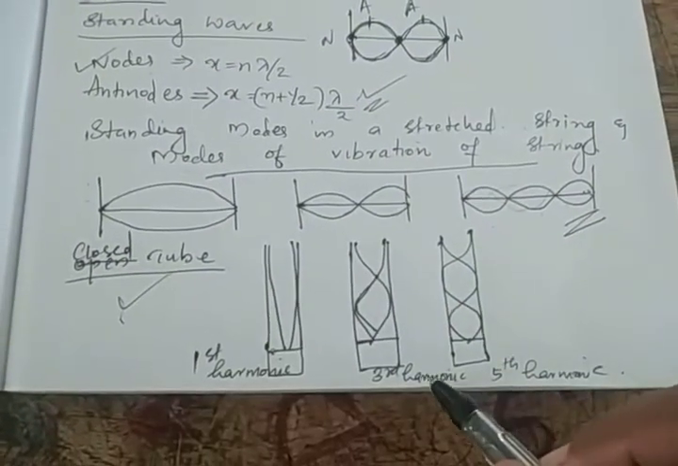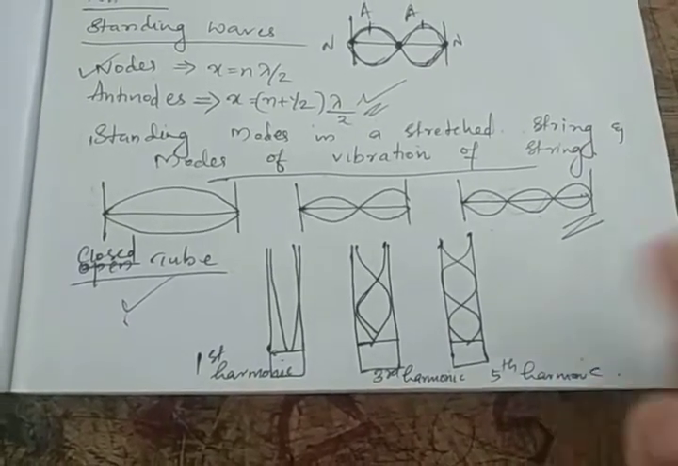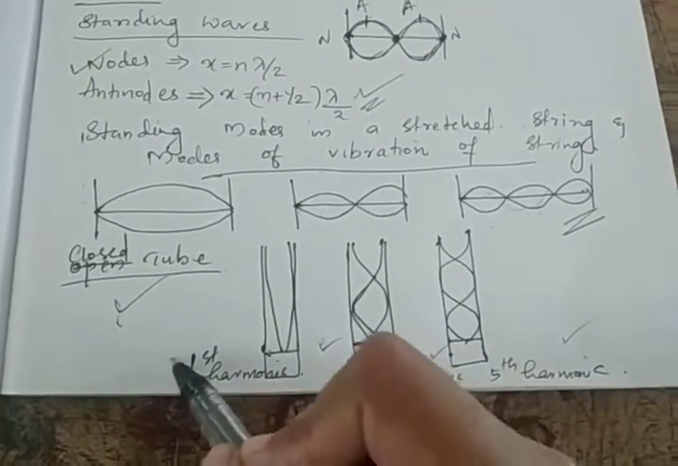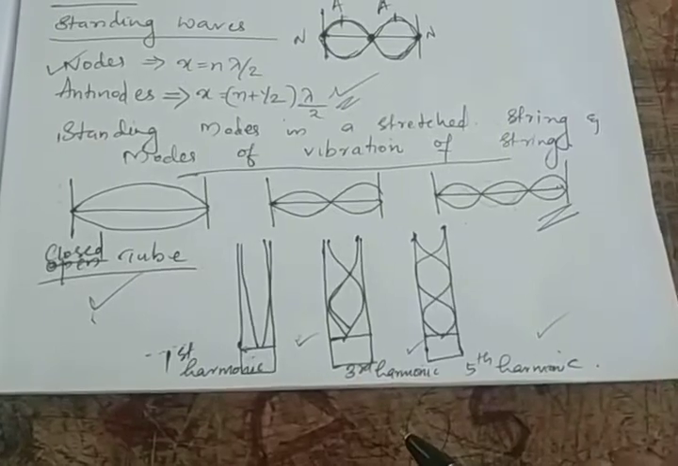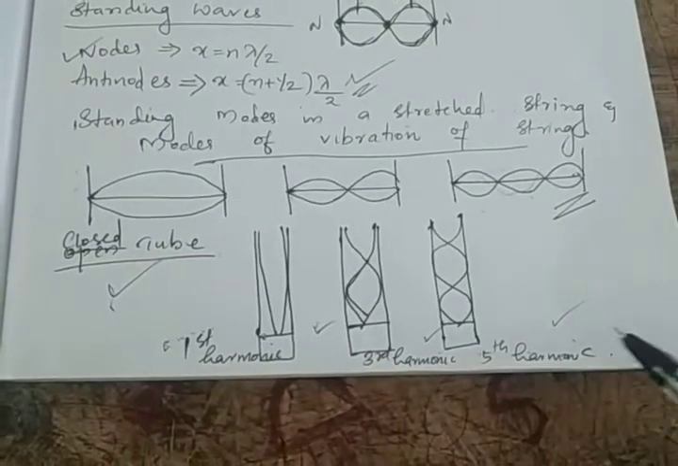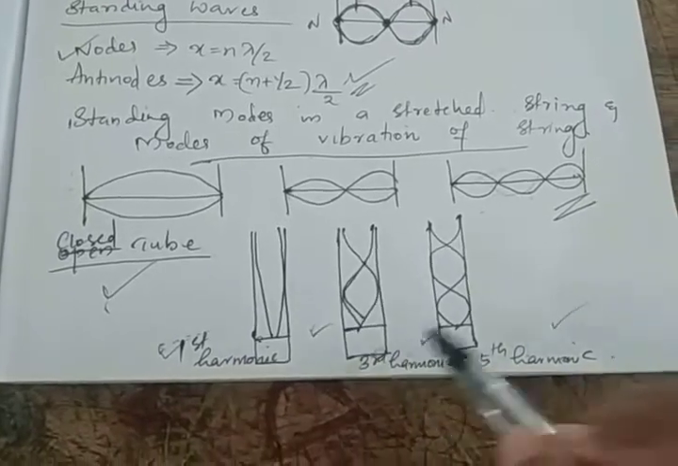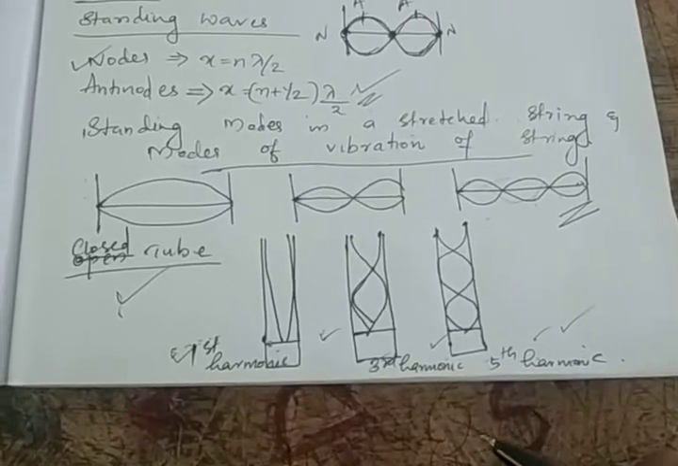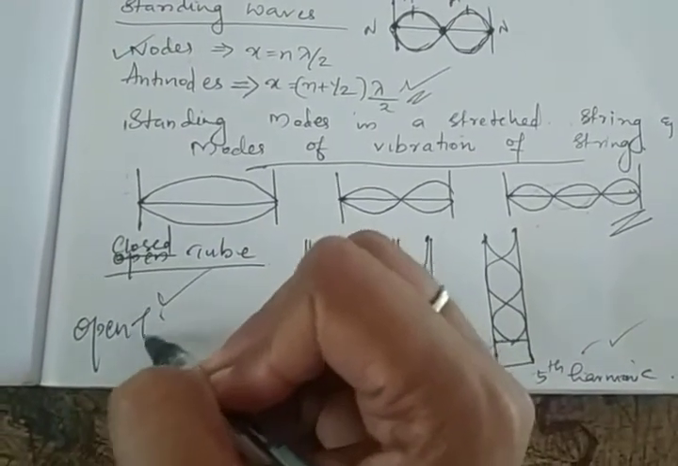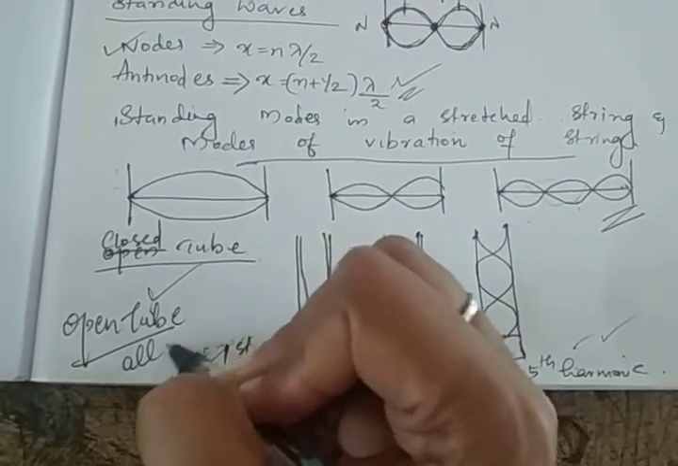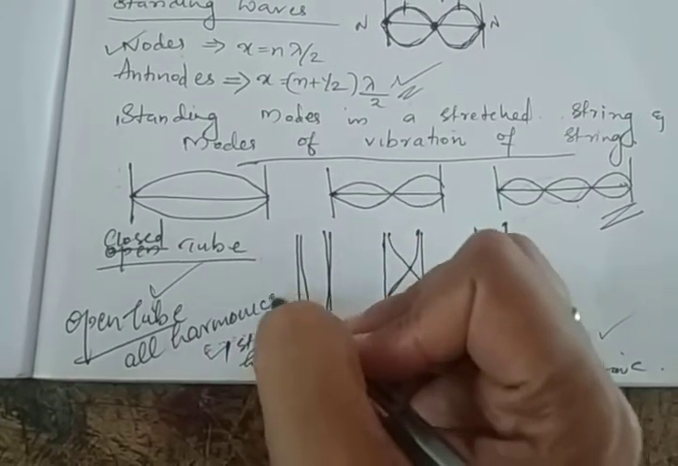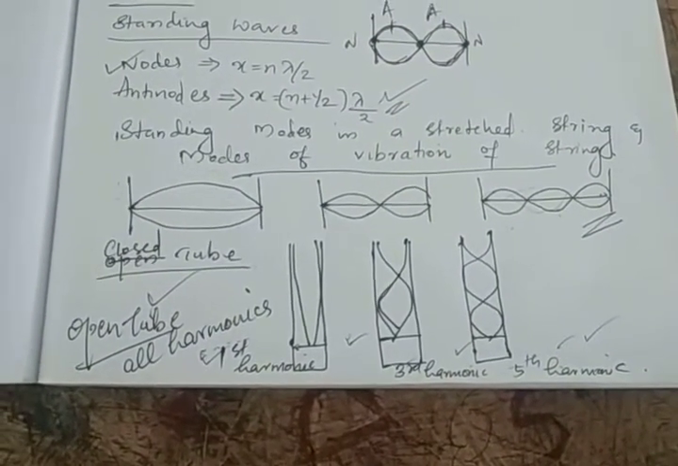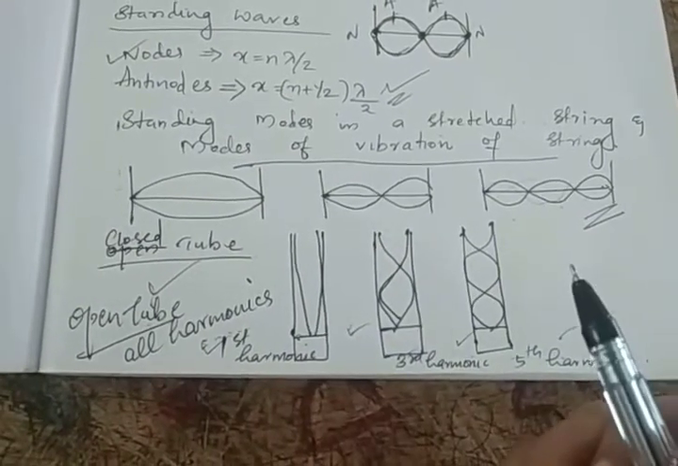Similarly, we discussed the harmonics in a closed tube and an open tube. In an open tube, this is the first harmonic, third harmonic, fifth harmonic. In the closed tube, it is very clear that all harmonics are not generated. Only 1, 3, 5, that is, odd harmonics are generated in a closed tube. But in an open tube, all harmonics are generated. That is the major difference between a closed tube and an open tube. Most of the musical instruments are related to the open tube.